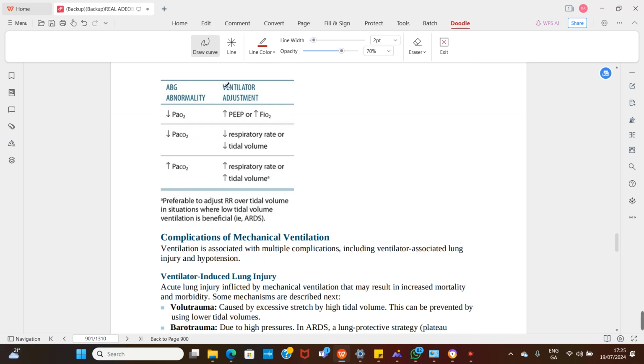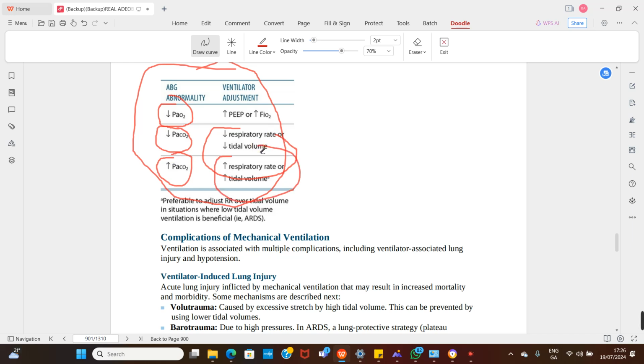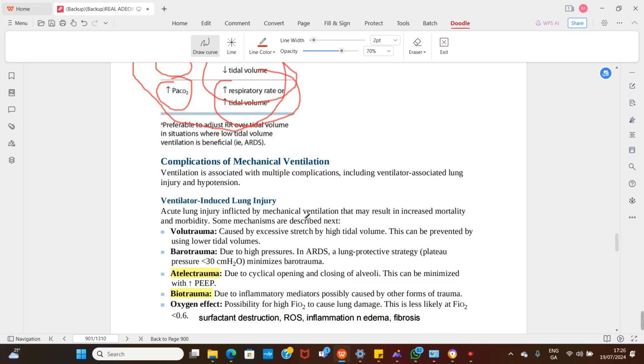So exactly, Dr. Joy, this is what Dr. Joy just showed us now. If reduce PCO2 is the abnormality, we can see that one now, what do you do? Reduce any one of these. Now, if increase PCO2 is the abnormality, increase any one of these. So that is it.